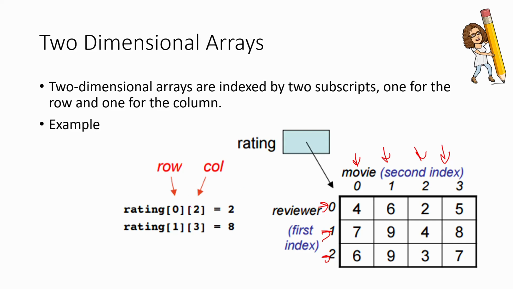So if I say rating 0, 2, that's row 0, column 2. So that would be row 0, column 2. I would get a 2. 1, 3. So that's row 1, and for my column 3, I would get 8. Okay. So when we're looking at it, it is row, column. Some students get really confused and they do column, row. I like to remember that it's not alphabetical. It's row, column. Those of you that took upper level math and you've looked at matrices, similar ideas, row, column.